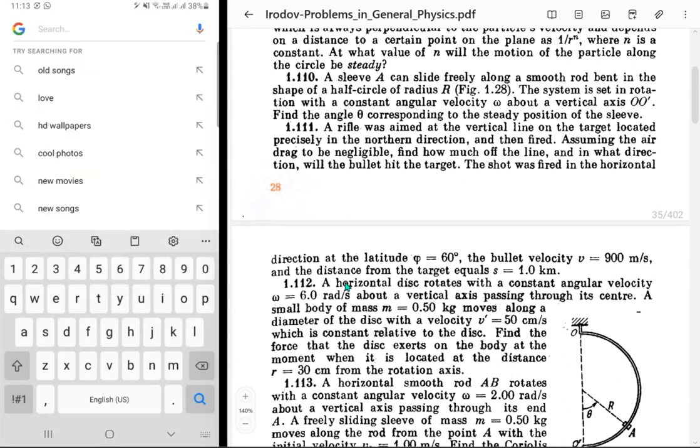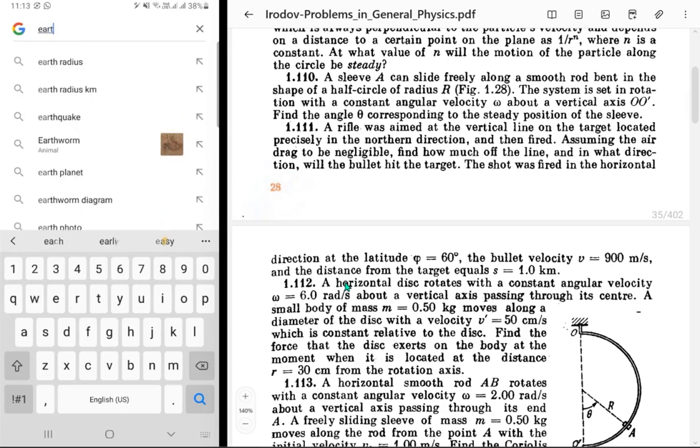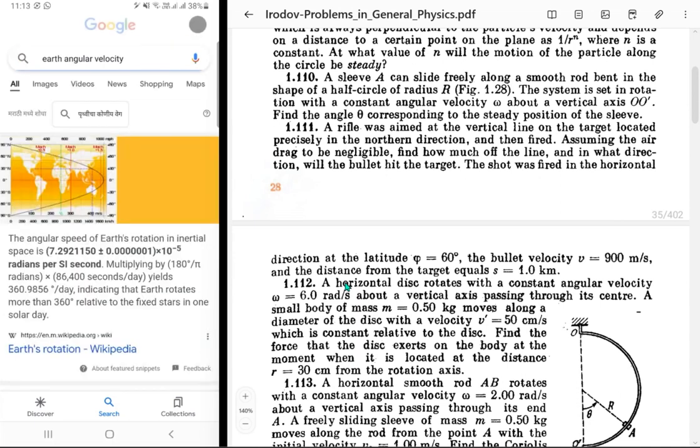So what do I want? Yeah, angular velocity. So Earth angular velocity, right? So the angular speed of the Earth in inertial space. What does that even mean? Each many radian per second. Okay. So it's 7.29 plus minus 0. Okay, that's not important. So it's 7.3 approximately. 7.3 times 10 power negative 5.